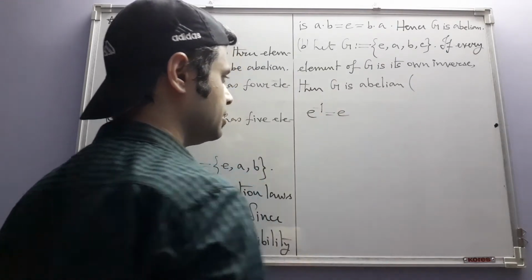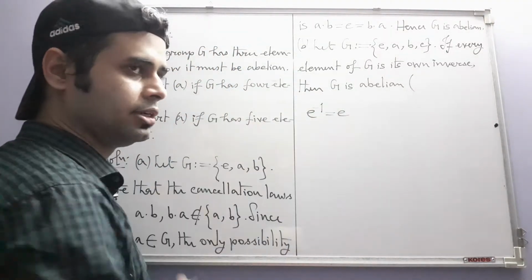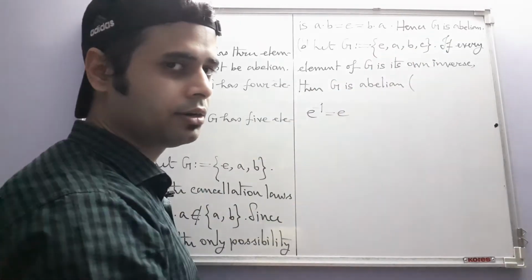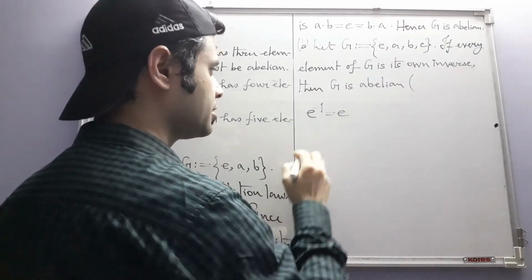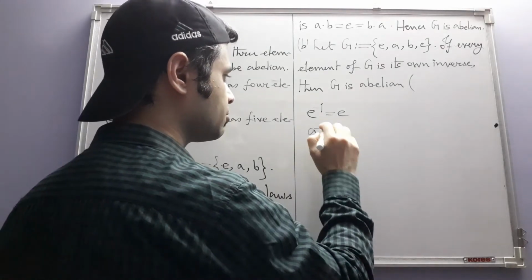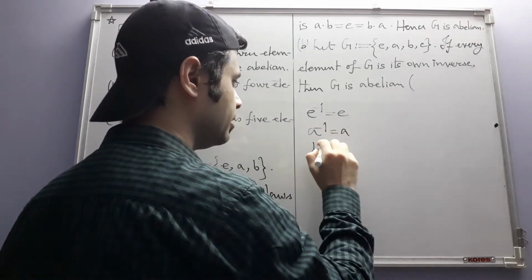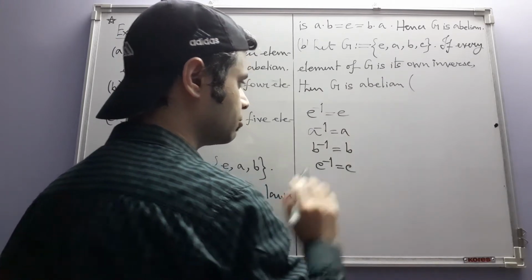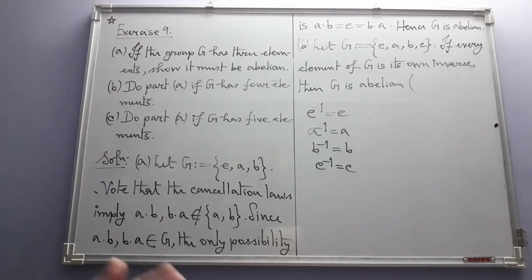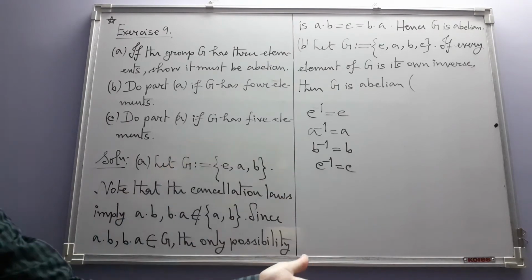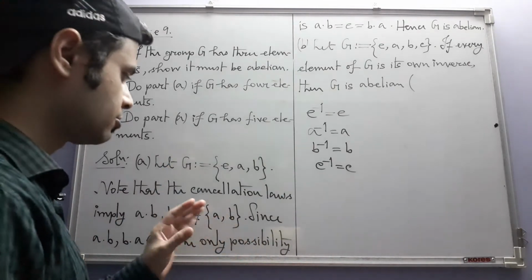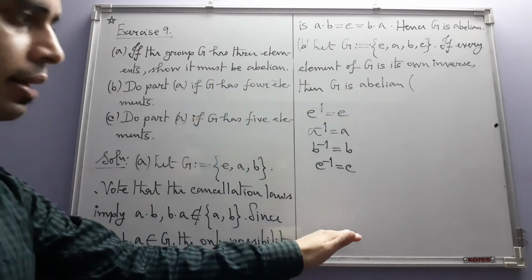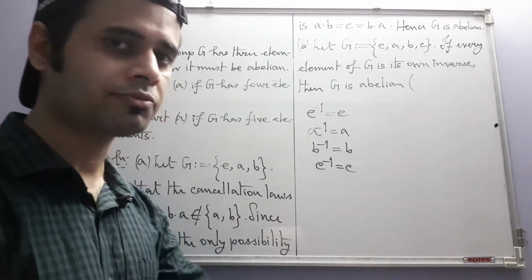of E is itself. E is its own inverse. However, that may or may not be the case with the other elements. If it happens that every element is its own inverse, then we are saying that the group is abelian. But how? That we will see in the next exercise. So this part of the solution, part B, will stay incomplete unless we state and solve the next exercise.